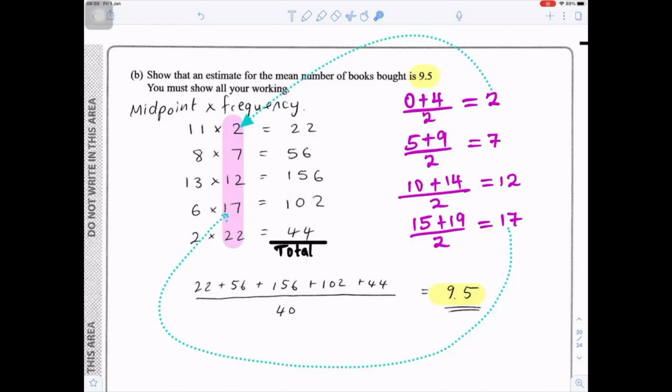So we multiply the midpoint times the frequency. So 11 times 2, the 2 comes from there. It gives you 22. 8 times 7, the 7 comes from there. It gives you 56. 13 times 12 is 156. 6 times 17 is 102. And then 2 times 22 is 44. You work out the total, you add all of them, and you divide by 40, because it's 40 altogether, and you get 9.5.